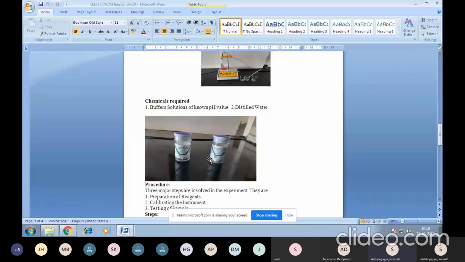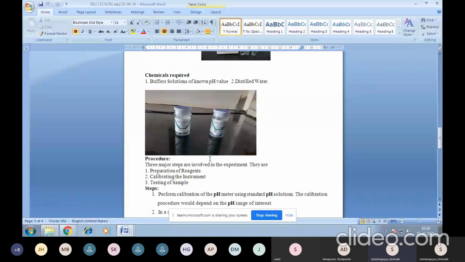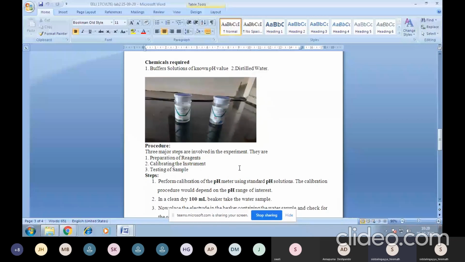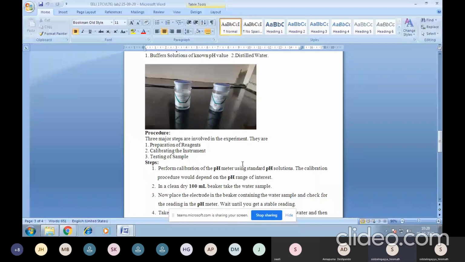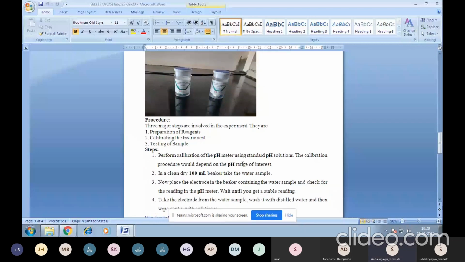Now, come to the procedure here. Three major steps are involved in the experiment. They are preparation of reagents, second is calibrating the instrument, and third is testing of sample. If you come to the steps, first of all, perform the calibration of the pH meter using standard pH solution. The calibration procedure depends on the pH range of interest.